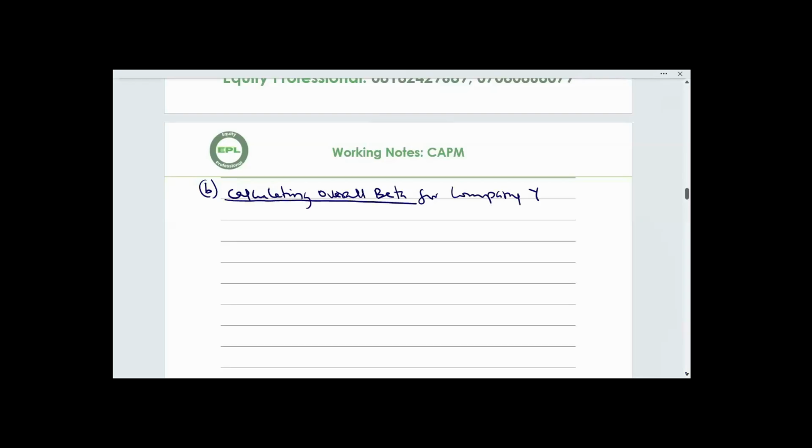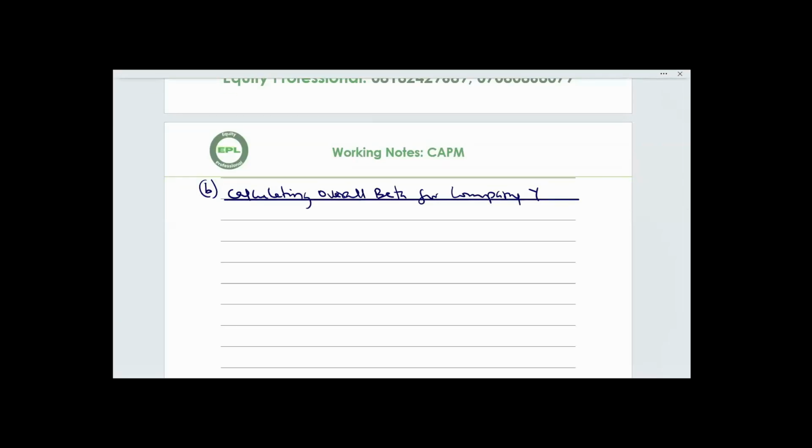Okay, how do I do this? Remember, I gave you 5 different formulas that you can use to calculate beta value. In this question, the examiner has given us beta value for each security, which is what we use to calculate the capital asset pricing model expected return. But the examiner is now asking you to calculate the overall beta factor. So which means that you want to calculate the beta of the portfolio for company Y. So to do this, you need to shine your eye.